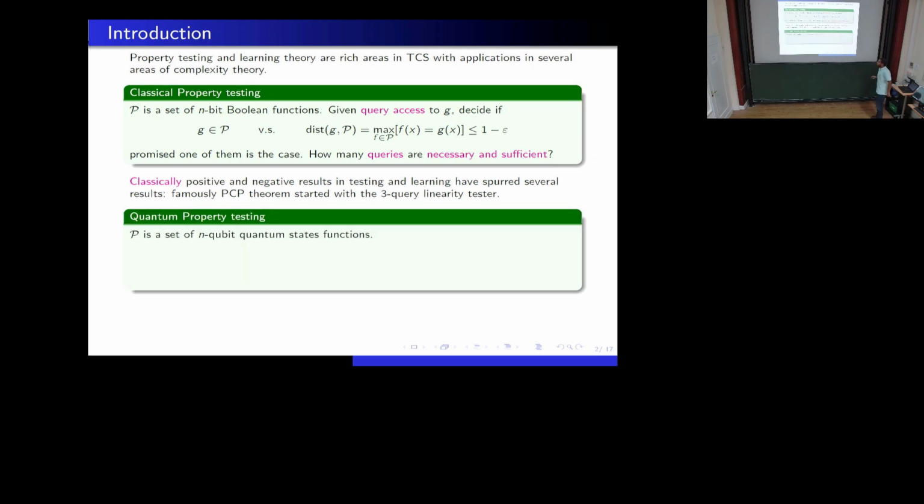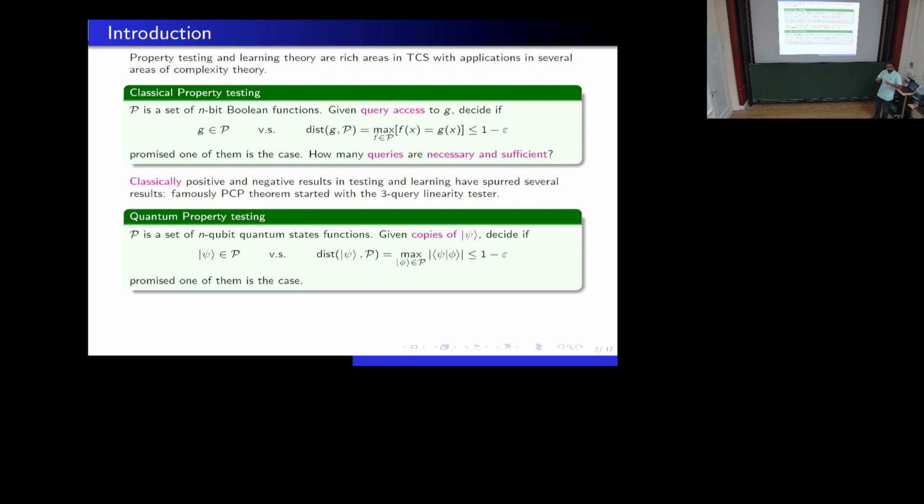So what is quantum property testing? You just replace all Boolean functions with quantum states. That's it. So script P again is just a collection of n-qubit quantum states. Now somebody hands over copies of an unknown quantum state psi. Your goal is to decide if the unknown quantum state psi lies in this concept class or the distance is far. This is just the inner product between 2 quantum states.